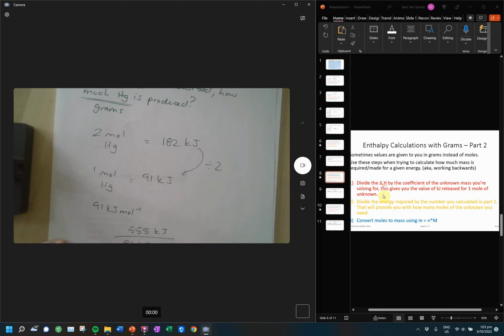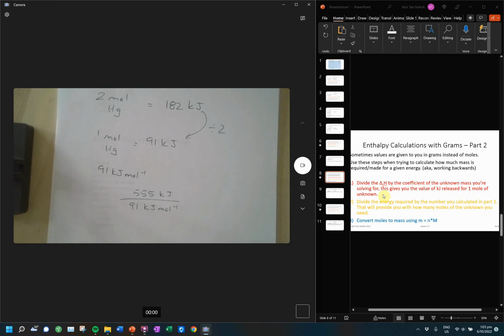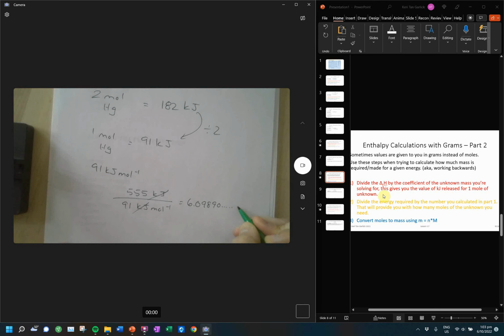And you can see why I say, make sure you pay attention to your units, because that is how I caught my mistake. So kilojoules and kilojoules cancel out. I have per mole, so that makes it mole. So if I just do 555 divided by 91, I get 6.09890, and there's lots of numbers behind it, but I probably won't need them because I'm going to be rounding to 3 sig figs at the end. Actually, no, not at this point. So that's my moles. But we need to convert back to my mass.